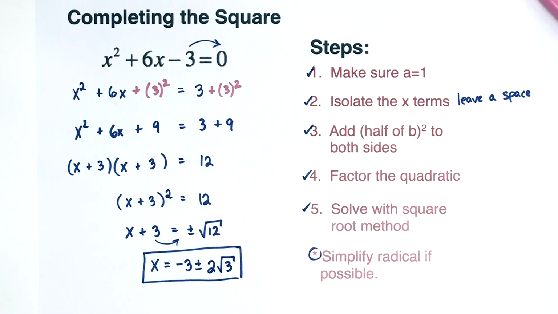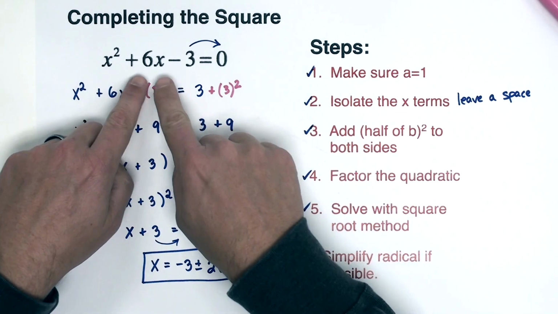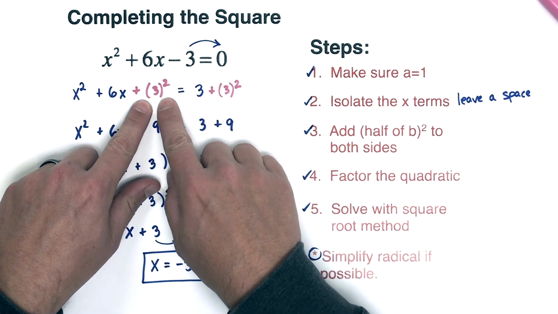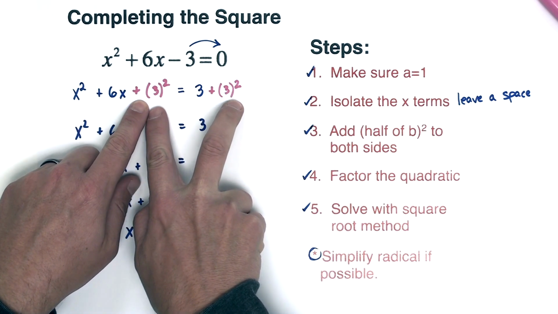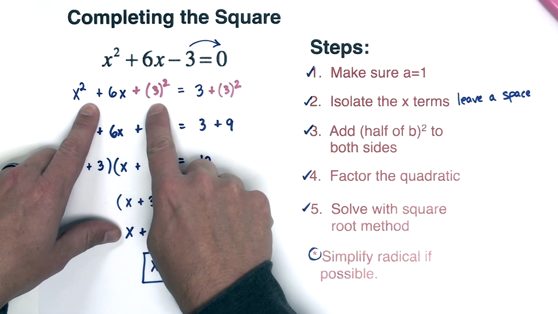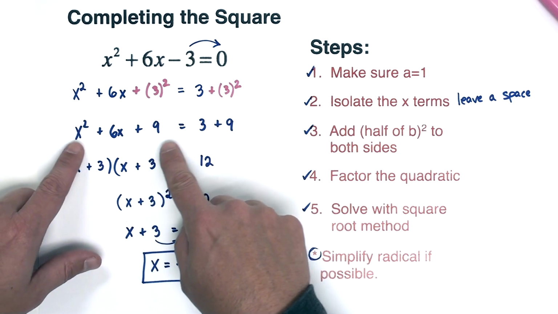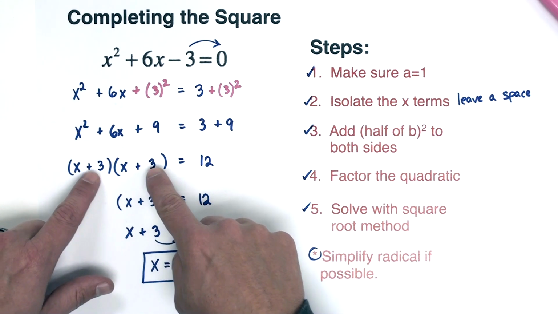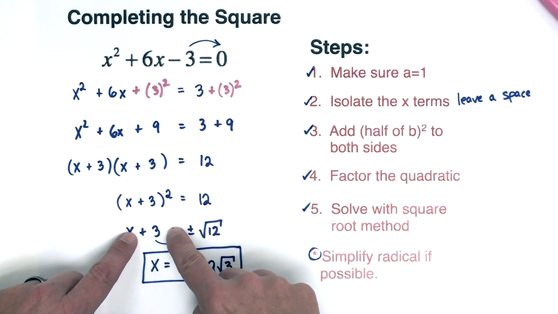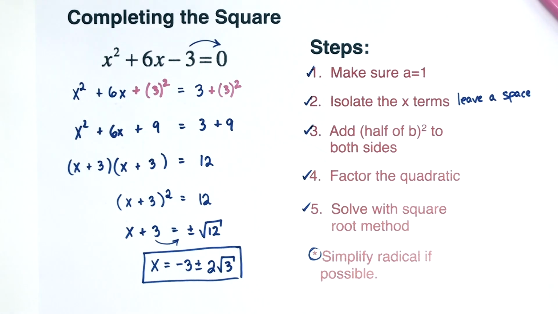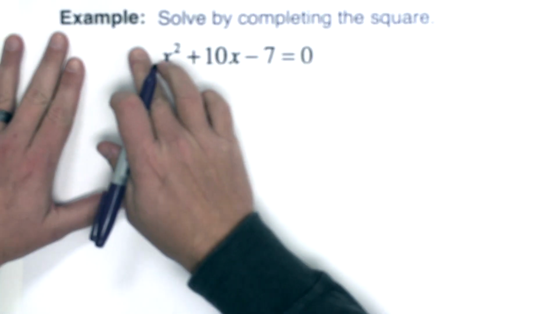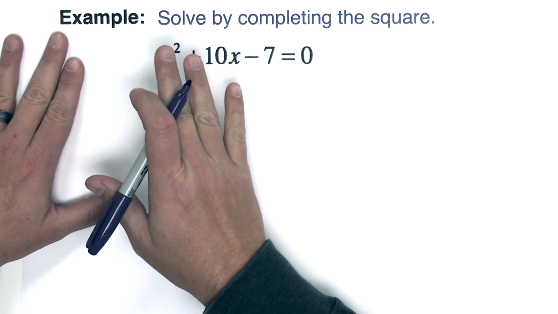Essentially what you're going to do is you're going to take a quadratic that doesn't factor, and you're going to add this term to both sides, and adding that term changes this into a quadratic that does factor. And it's going to factor always into a perfect square that can be solved with square root method down to the end. All right, first step, make sure I've got 1 in front of the x squared, and I do.